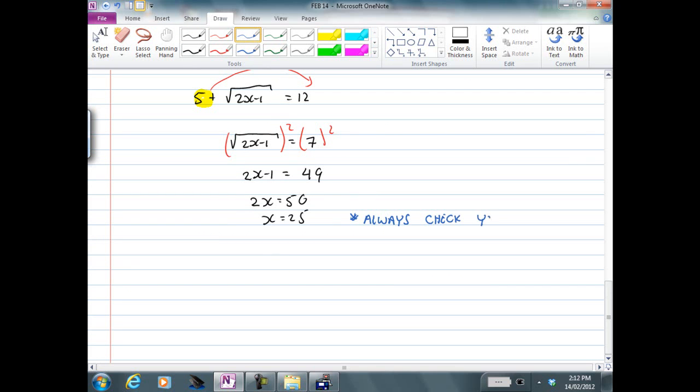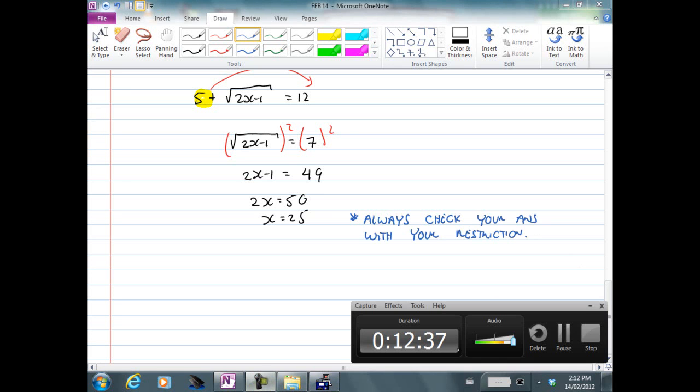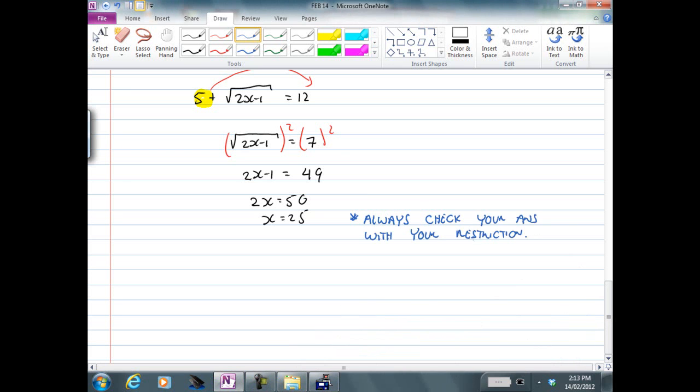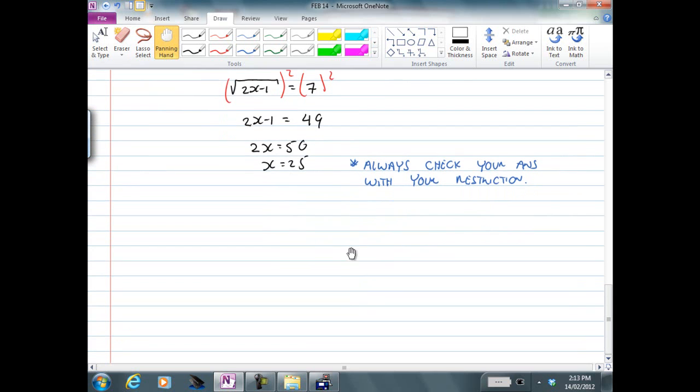Check your answer with your restriction. You gotta check it with the restriction. My restriction says x is greater than or equal to 0.5, 25 is greater than 0.5, so we know this answer works. And we just circle that.